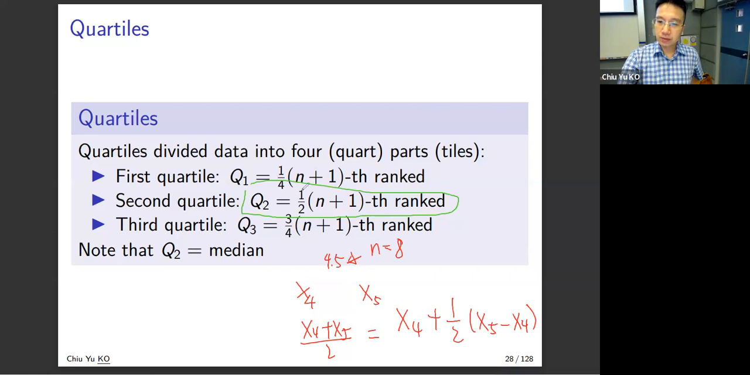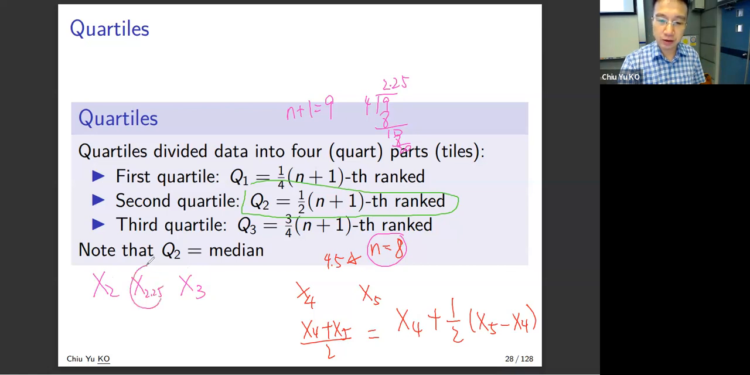Suppose n is 8, and to make it easier, n plus 1 is 9. And 9 divided by 4 is what? 9 divided by 4, 4 times 2 is 8, so it's 2.25. So which number should we take? We have x2 and x3, but what we want is x at 2.25. How can we figure this out? What's this number?